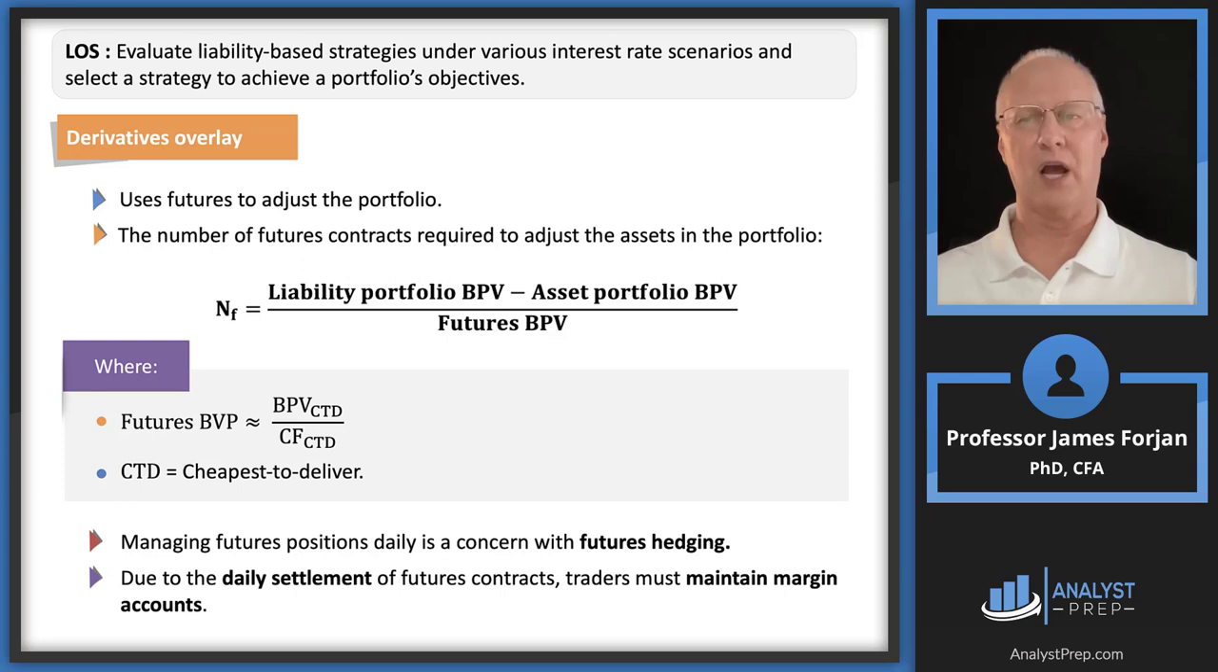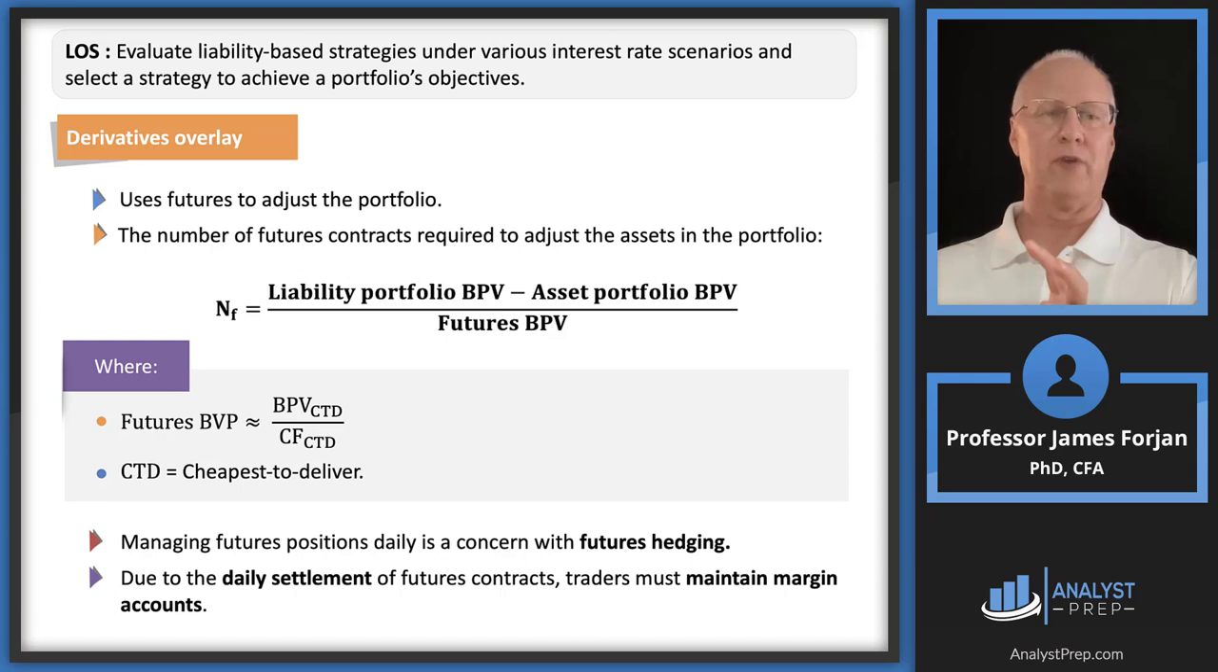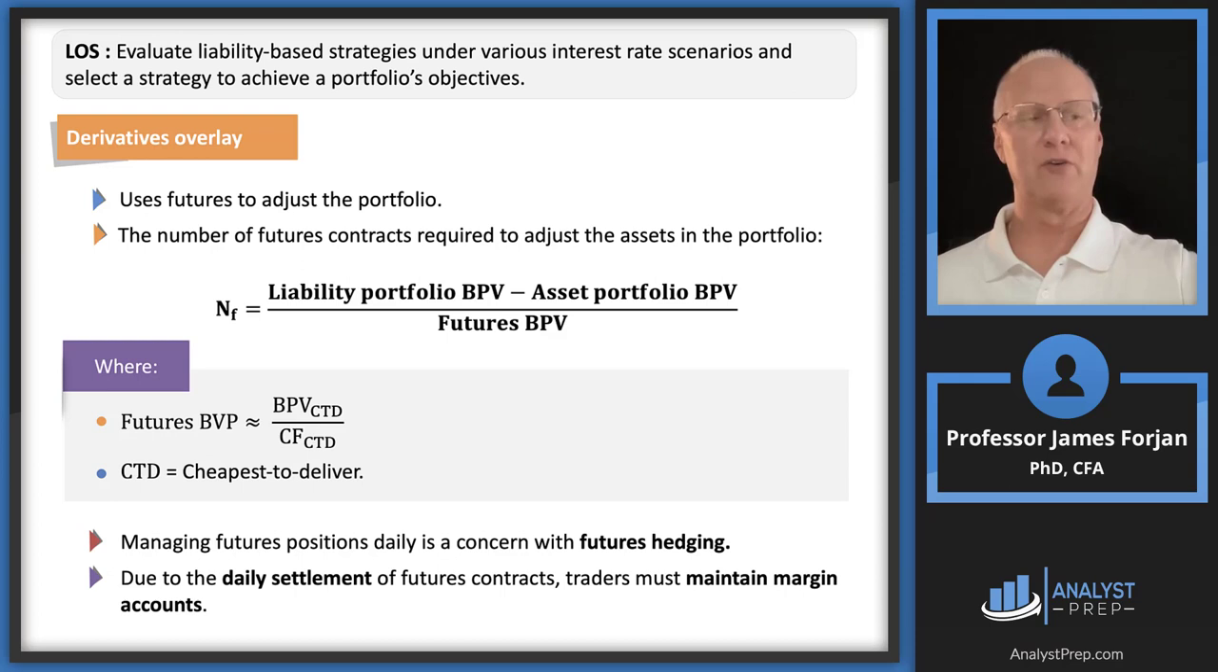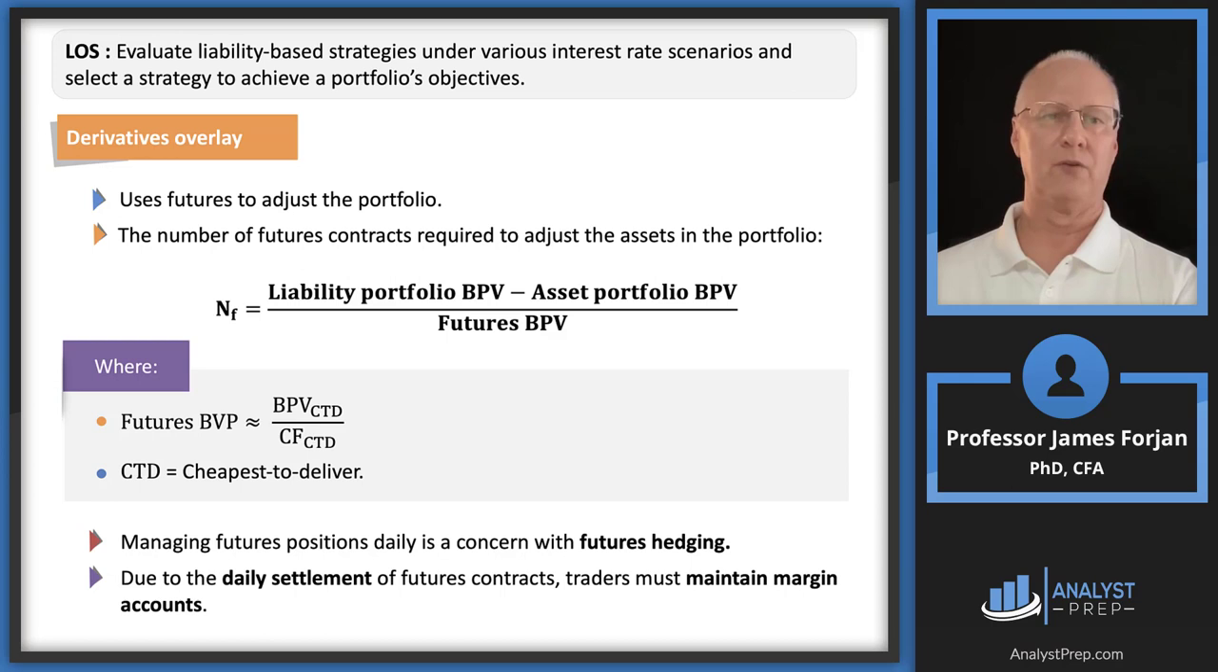So here it is. In perfect ratio terms, for the number of futures contracts, take a look at the basis point value of the liabilities, subtract the basis point value of the assets, and then divide that by the basis point value of the derivative that you're using, in this case, a futures contract. So it makes sense that if we have interest rate risk, we're going to use an interest rate futures contract, like a treasury bond futures contract, maybe even a treasury bill futures contract if we're trying to manage short-term risk.